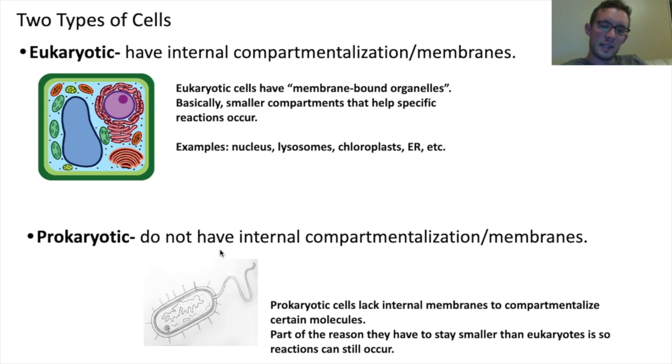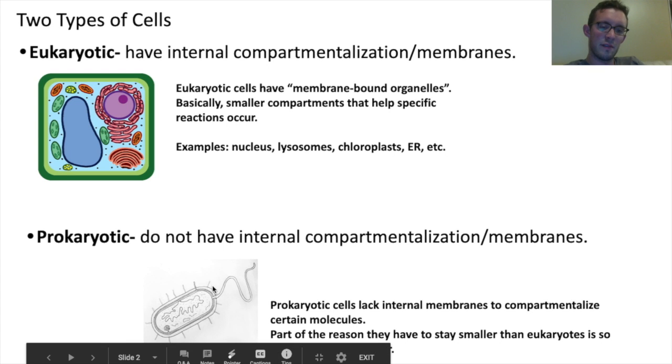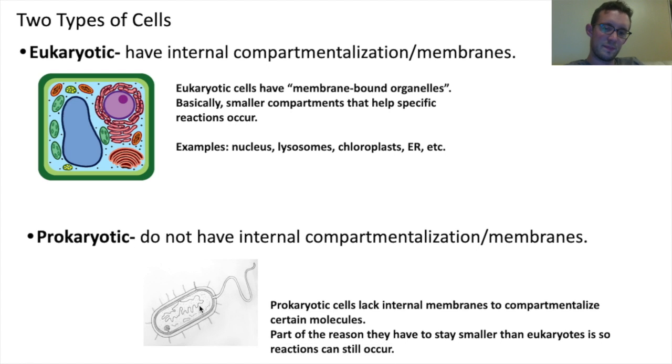Whereas prokaryotic cells don't have internal compartmentalization. They don't have smaller membranes inside of them to compartmentalize certain reactions. And so part of the reason that prokaryotic cells have to stay much smaller than eukaryotic cells is so that their biological reactions can still occur. The molecules can still collide into each other.